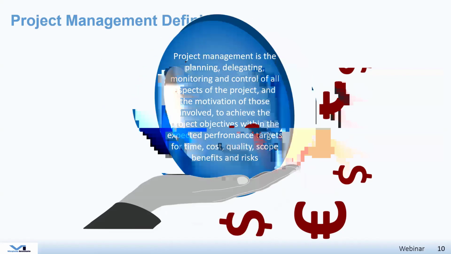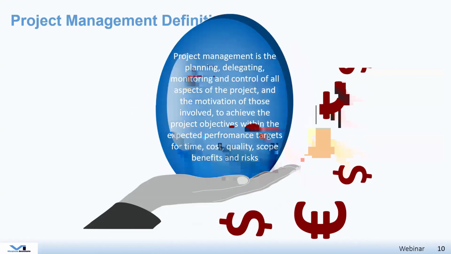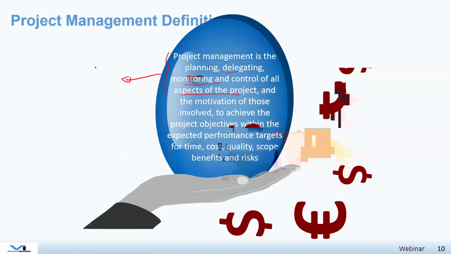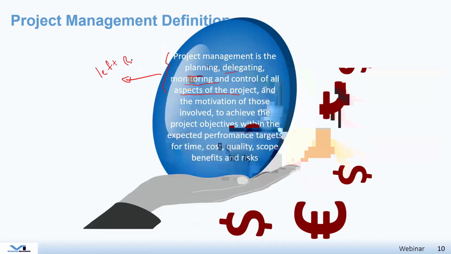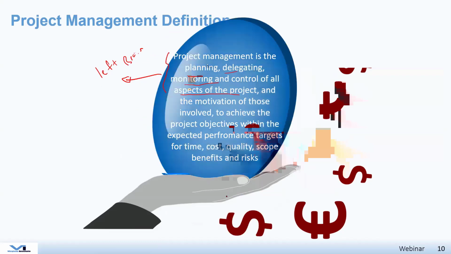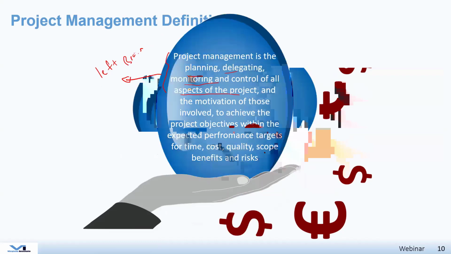Very quickly, it says here, project management is the planning, delegating, monitoring, and controlling of all aspects of the project. And definitely this part has to do with, guess what? The left brain, that has to do with your hard and technical skills that will help you in planning and monitoring and controlling your project aspects.